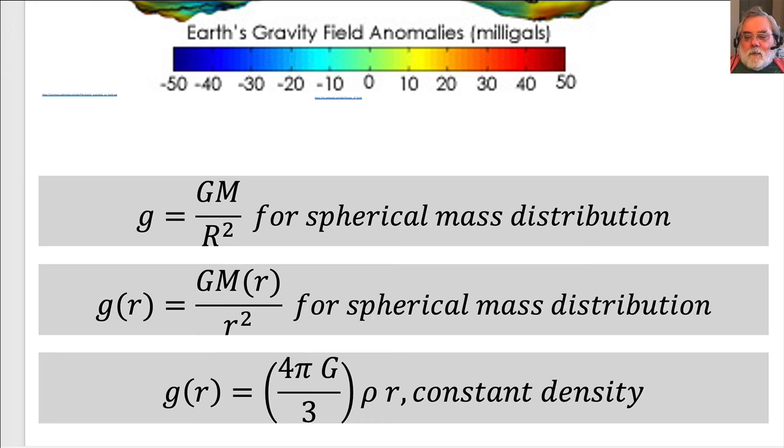Pressure from higher layers increases with depth and is highest at the center, about 3.6 million atmospheres at the center of the Earth. At any radius, pressure from below balances weight pressure from above such that there's no motion. The situation is static.